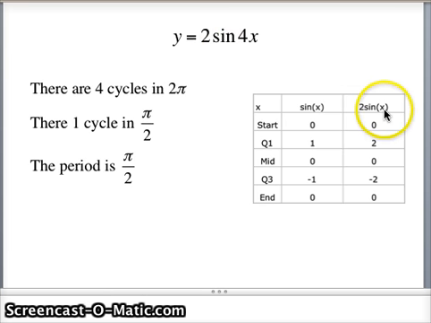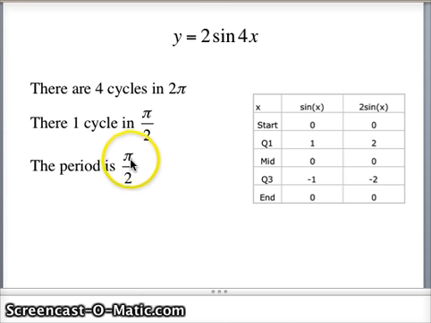So 2 sine x would just be 2 times 0 is 0, 2 times 1 is 2, 2 times 0 is 0, 2 times negative 1 is negative 2, and 2 times 0 is 0. So that's enough for us to get started. We're going to lay out our 5 points, complete the entire period in 2 pi. And then our amplitude, we're going to go up to 2, we're going to go down to negative 2.